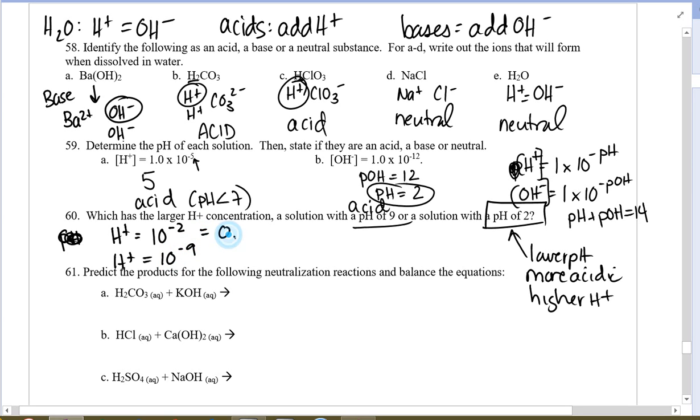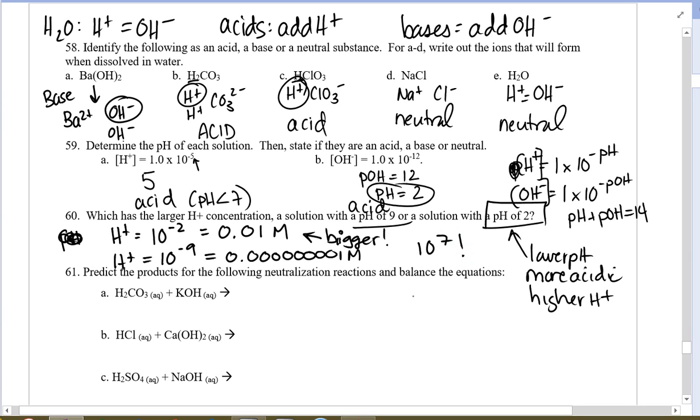Let's write this out in what we call standard notation. 10 to the negative 2 looks like this. 10 to the negative 9 looks like this. 1, 2, 3, 4, 5, 6, 7, 8, 9. So this is a bigger number. And if you wanted to figure out how much bigger it is, you could plug this in your calculator, 0.01 divided by 0.000000001, and you would find that it's 10 to the 7 times bigger. So it is way larger.